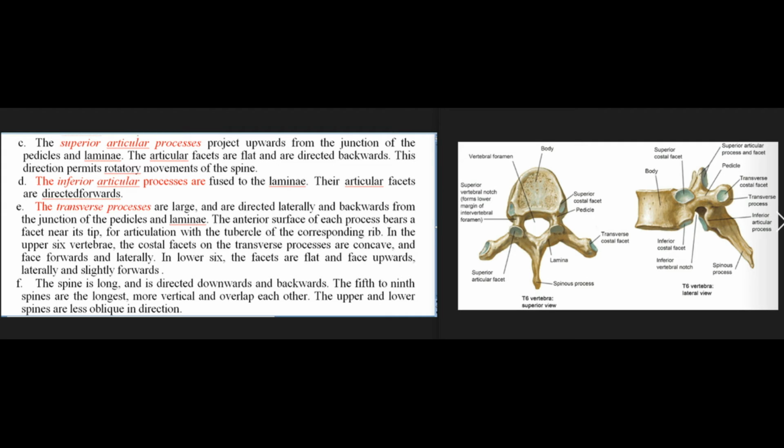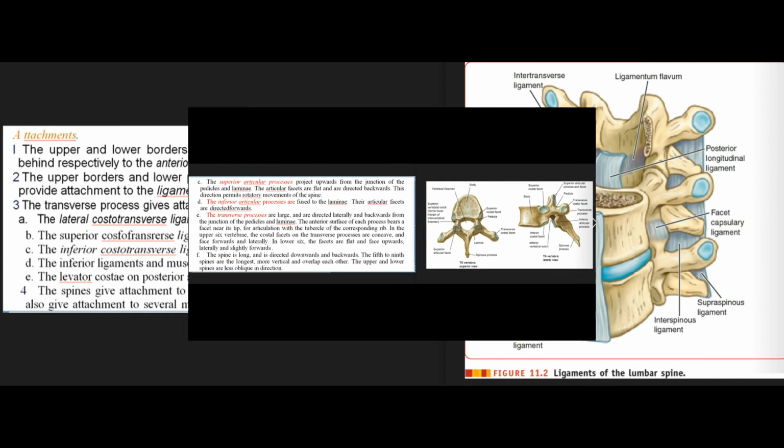The spine is long, and is directed downwards and backwards. The 5th to 9th spines are the longest, more vertical, and overlap each other. The upper and lower spines are less oblique in direction.